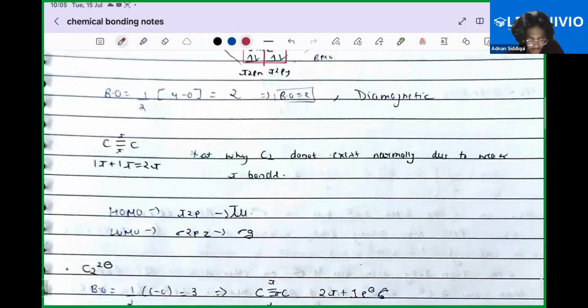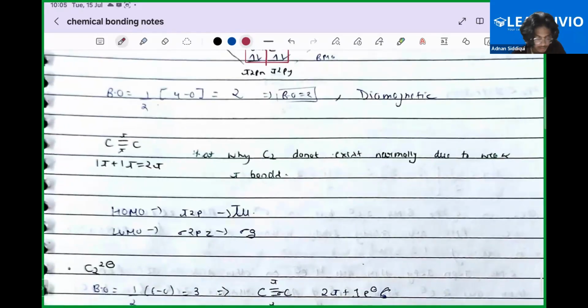So what else is written over here? See, I have shown the two bonds as pi bonds. That's why C2 does not exist normally, due to weak pi bonding. You generally don't see the C2 molecule because the bonds that we are having here are pi bonds, and pi bonds are relatively weaker, right?